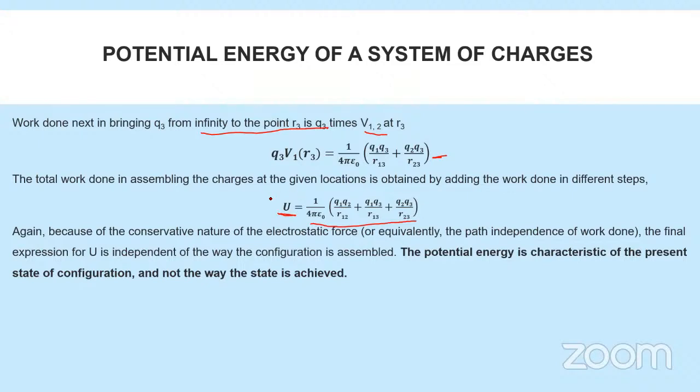of the system of charges. Because of the conservative nature, the final expression for U is independent of the configuration in which it is assembled. So if you try other configurations, suppose you bring Q2 first or you bring Q3 first, this is not going to change; it is going to be the same. The potential energy is a characteristic of the present state of the configuration and not the way the state is achieved. This is again a reiteration of the conservative nature of the electrostatic force.